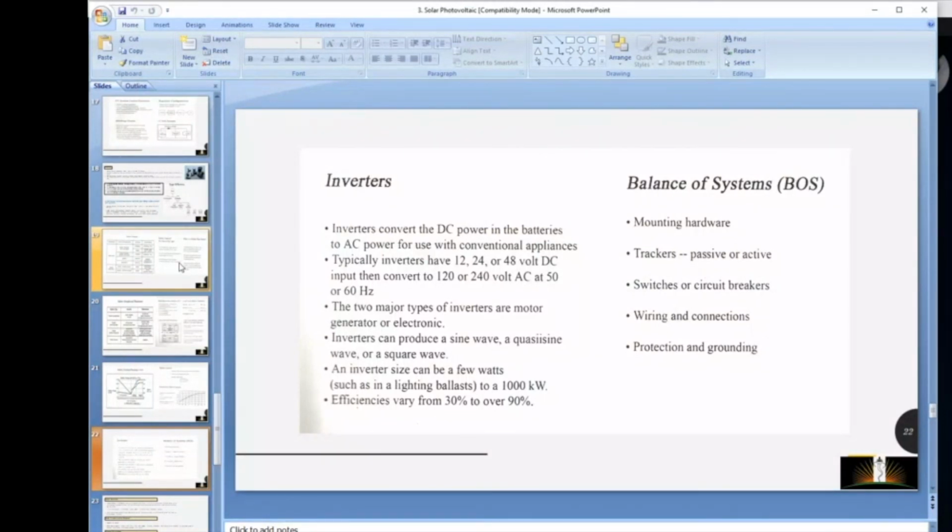For example, mounting hardware, or what we call the structure. Trackers, if there are any, can be manual or active, meaning automatic. Switches or circuit breakers, which are used as protection devices; we will learn how to design them. Wiring or cables to ensure the flow of current, and last is protection and grounding, the lightning arrestor, because we will be putting it on a rooftop or open ground space. So we need a lightning arrestor to ensure that lightning doesn't hit that particular module, array or plant, giving the protection system and a proper grounding.